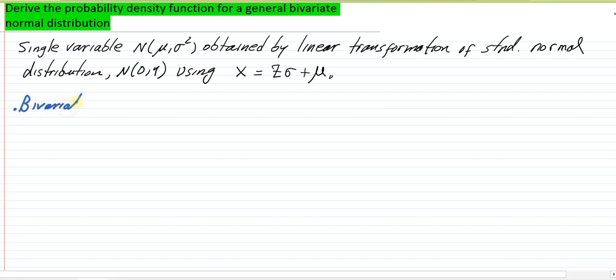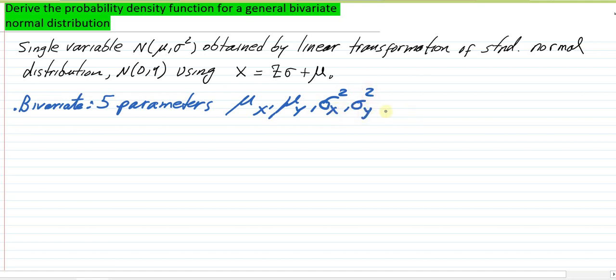In the case of a bivariate normal, the bivariate normal distribution has 5 parameters. These parameters are the mean of each of the variables. And then we have the variances of each of those. That's 4, and we also have a correlation between them. That's the correlation between x and y. Now this correlation number, the correlation coefficient, is going to be between -1 and 1.